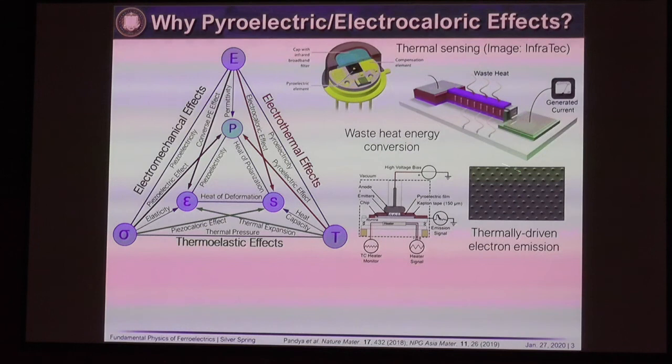Here's an example of some thermally driven electron emission systems. These are arrays of effectively AFM tips where we coated them with ferroelectrics and then drove them with really rapid temperature changes, and then electrons would spew out of the surface of these AFM tips. So you can do all these sorts of things.